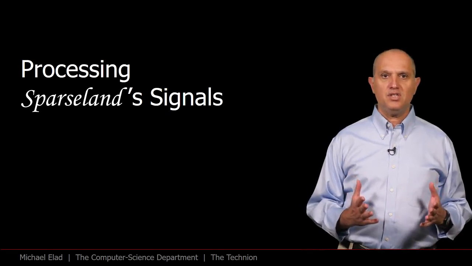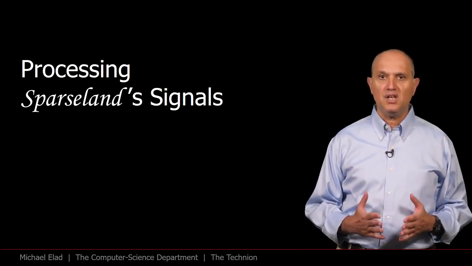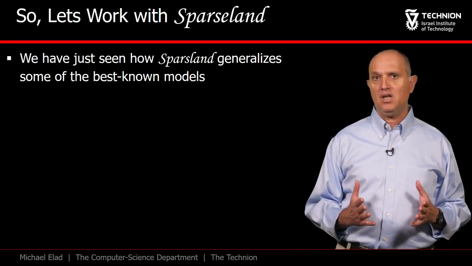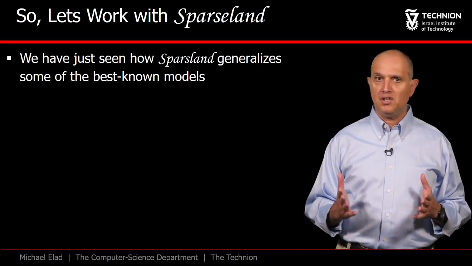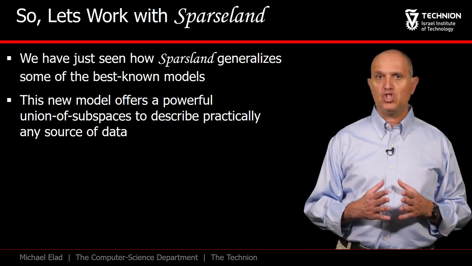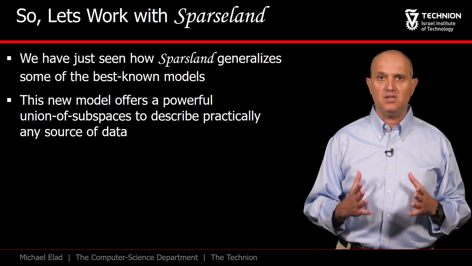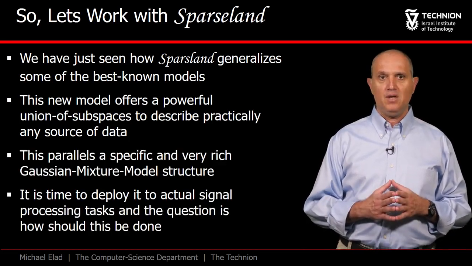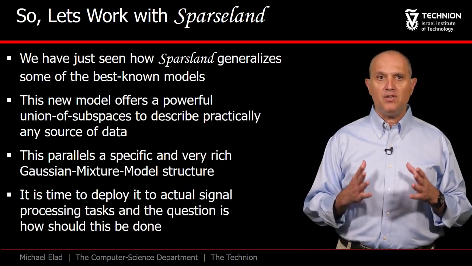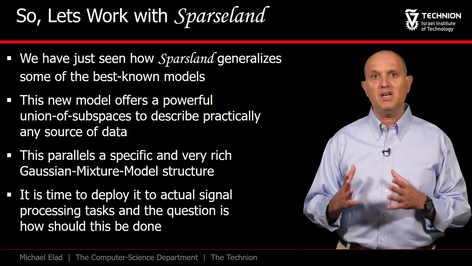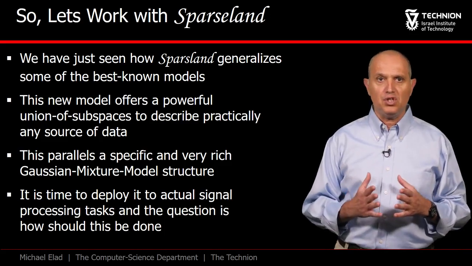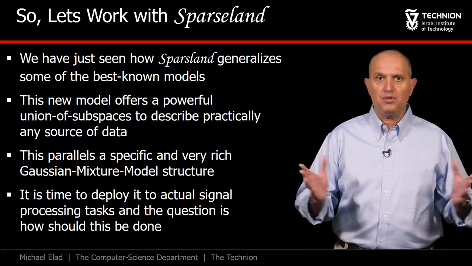Our next discussion is about deploying SparseLand to signal and image processing needs. We have just defined the SparseLand prior and seen how it is related to known alternatives. This model poses a strong and flexible union of subspaces structure that has some interesting ties with GMM. It is time to revisit many of the tasks that signal and image processing might lead us to and see how SparseLand should be deployed in each in order to provide you with the full picture.